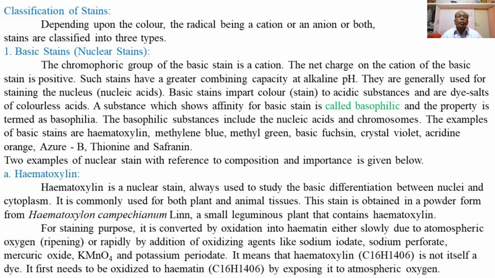Then classification of the stains. Depending upon the color and the radical being cation or anion or both, the stains are classified into three groups: the basic stains, acidic stains or the neutral stains. The basic stains or the nuclear stains. So first we will explain the basic stains or the nuclear stains.